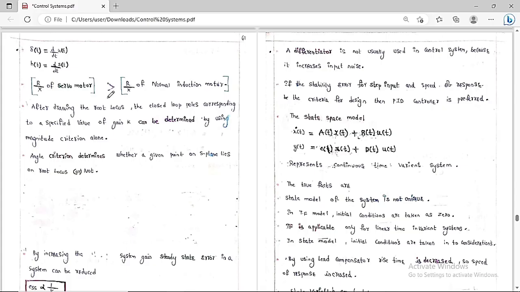Now, the next point, which I've already told you, is that δ(t) = d/dt of u(t), which means the impulse signal is the derivative of the step signal. Similarly, the response of δ(t) is h(t), and the response of u(t) is s(t). So in the same fashion, we follow the same relation: h(t) is equal to d/dt of s(t).